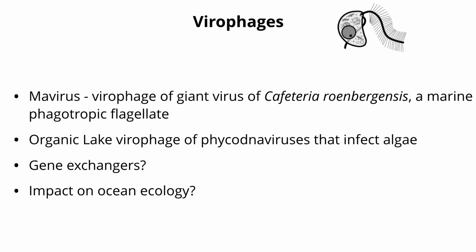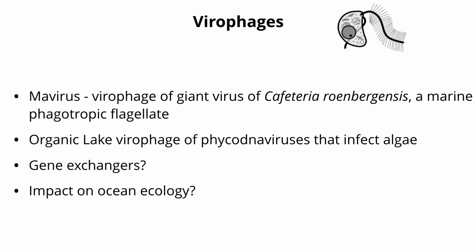The other one I mentioned already is organic lake virophage. This organic lake is in Antarctica. And this virophage depends on helper viruses called phycodnaviruses that infect algae. Now, one of the clear roles of these virophages is as gene exchangers. You can find sequences in their genome that match exactly sequences in the helper virus genome. So we think these virophages grab by recombination genes from their helper and move them to other hosts.